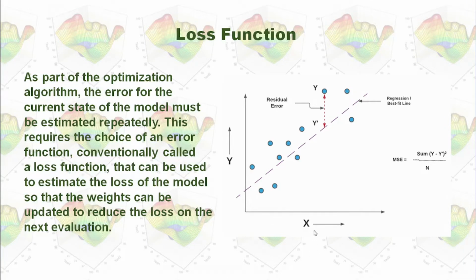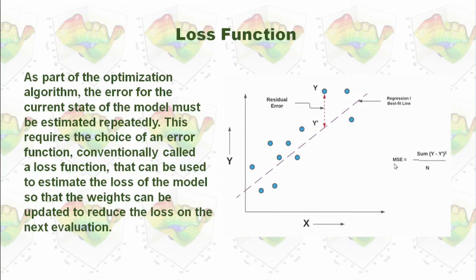Let's take x as our input and y as our output. This best fit line is our target. And of course, we are going to have our prediction for each data point. For example, this estimation has a difference compared with this best fit line. And this difference, we can call it residual error.